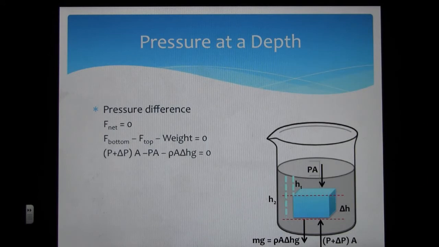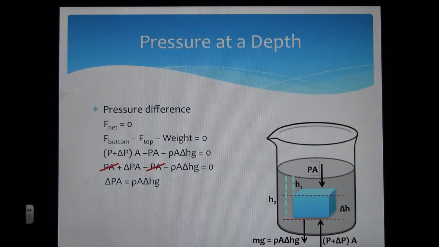Plugging in each of these forces and their equations, and then doing a little bit of algebra, we can distribute the A into the parentheses, and we get PA plus delta PA, that's force at the bottom, minus PA, which is the force at the top, minus rho A delta h g, which is the weight, and then set that equal to 0. Well, notice our PA's cancel. We have a positive PA and a minus PA. They cancel each other out. And moving the terms to opposite sides, we find delta P A equal to rho A delta h g.